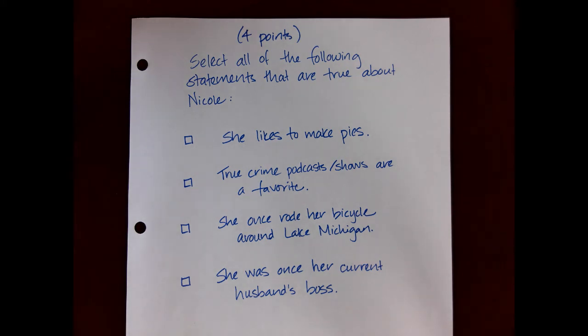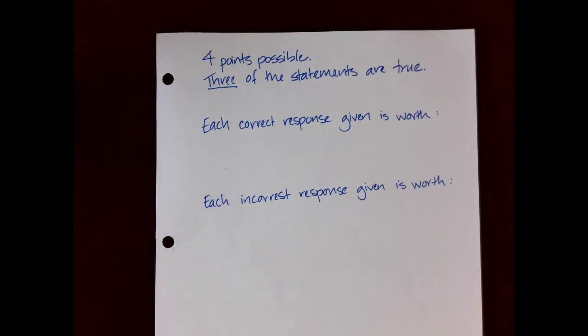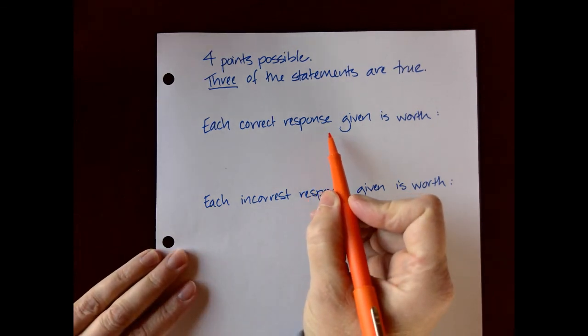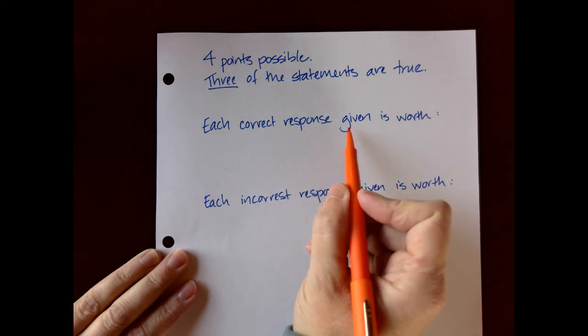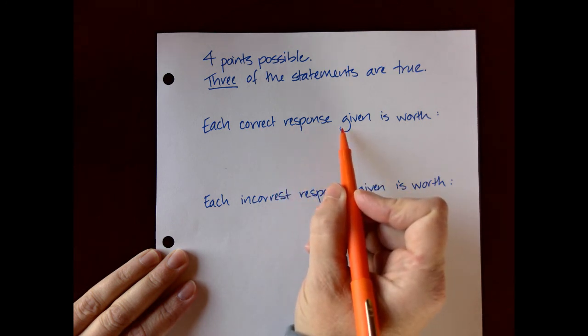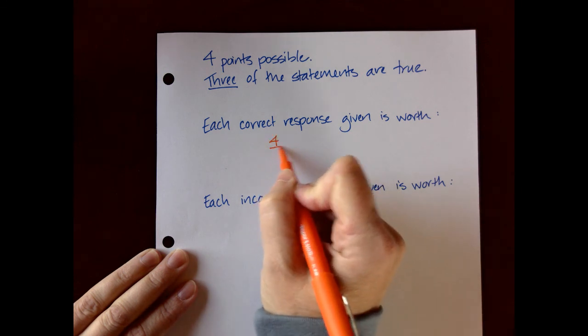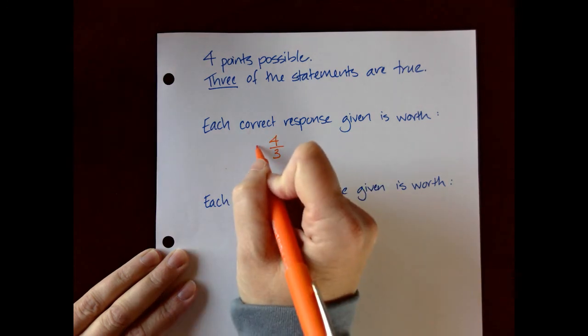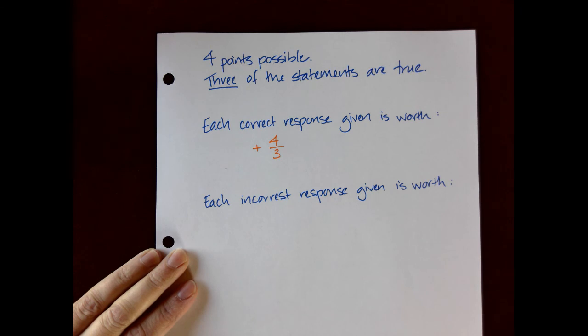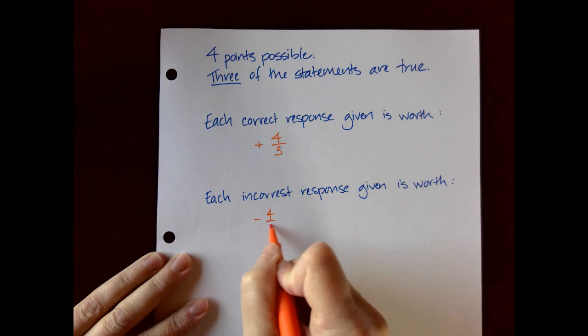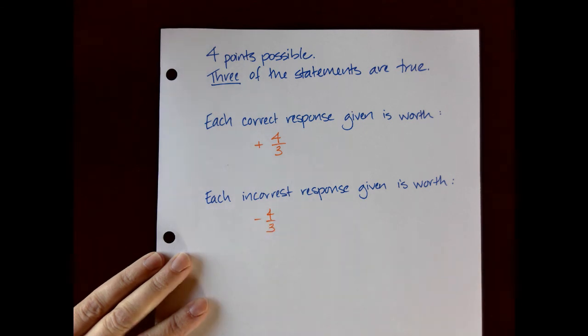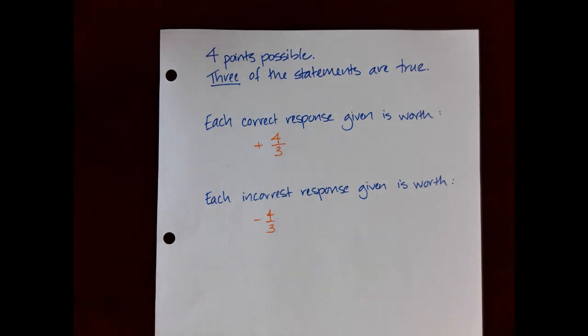So if we go about the scoring procedure, this thing is worth 4 points, and I know that 3 of the statements are true. What this tells me, and will tell you from here on out, is that each correct response that you give is worth 4/3 of a point, and that's in a positive direction. Each incorrect response that's given is worth negative 4/3 of a point. I know it's a weird fraction, but hang in there with me.